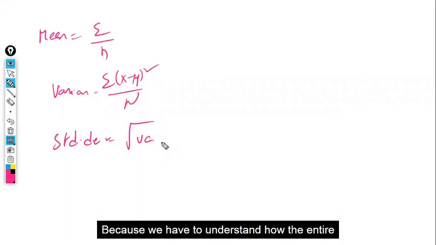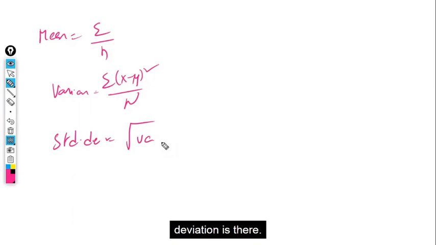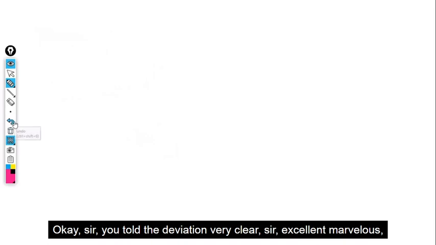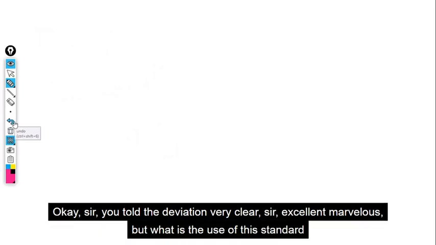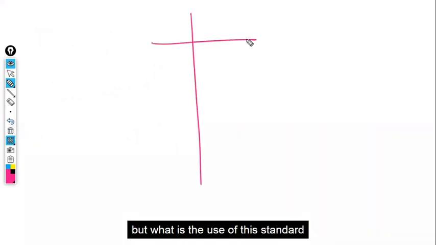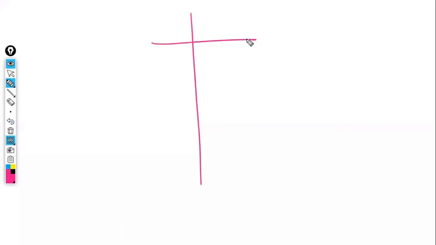Because we have to understand how the entire deviation works. Okay, sir, you told the deviation. Very clear, sir. Excellent. Marvelous. But what is the use of this standard deviation?